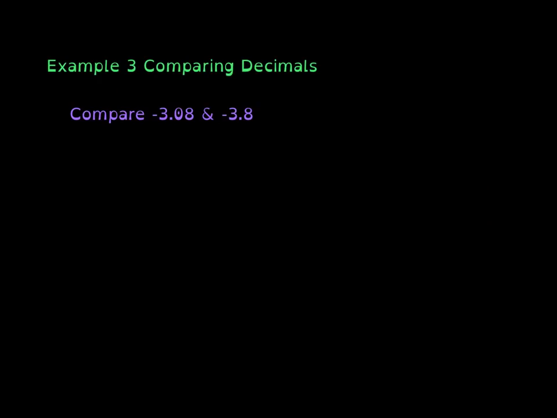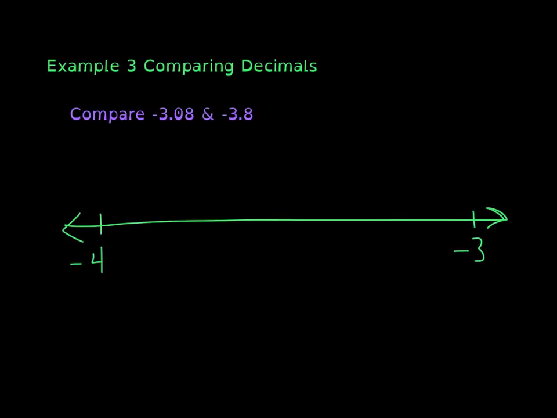All right, so example 3 is comparing decimals. We're going to compare negative 3 and 8/100ths and negative 3 and 8/10ths. Just like with fractions, when I put my number line out there, I know that these two numbers are between negative 3 and negative 4. So that's where I'm going to put all my intervals. We just have to figure out what's the best way to do our intervals.